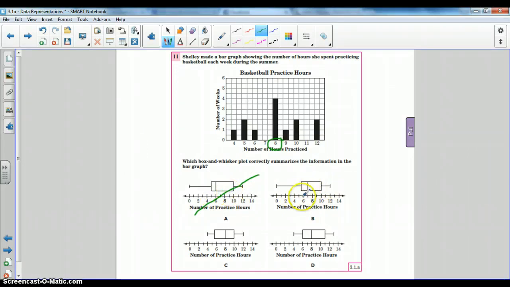It can't be this one because that's a 7. Okay, that's 8 and that's 8. So now we kind of need to figure out the difference. I am going to look at these outliers, or the ones on the outside. So this one says the outliers are 4 and 12, and this one says the outliers are 4 and 13. So let's go back up to our graph. Our lowest is 4, and our highest is 12. So it has to be C.